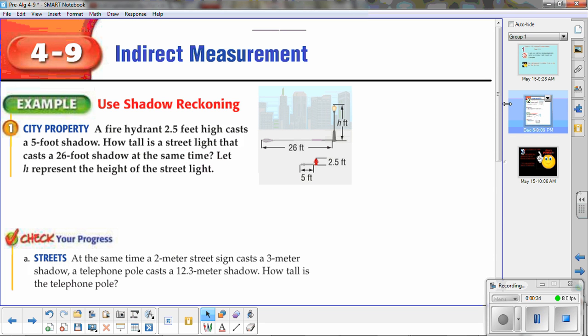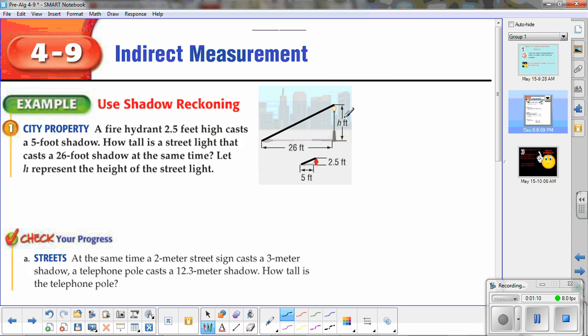So what you can do instead is measure the shadows and then set up a proportion to find the missing side. This says a fire hydrant 2.5 feet high casts a 5-foot shadow. How tall is a street light that casts a 26-foot shadow at the same time? Let H represent the height of the street light. Well, what you have here is two right triangles. And as long as these measurements were taken at the same time of day, those triangles are similar.